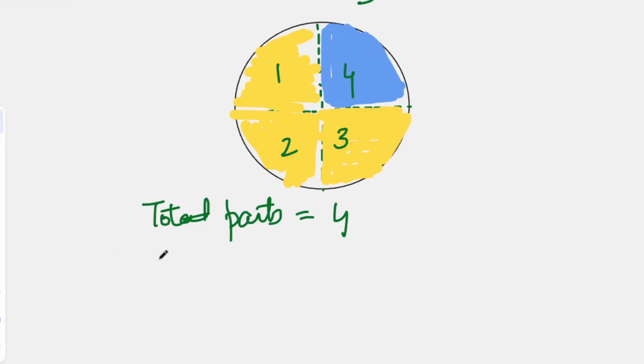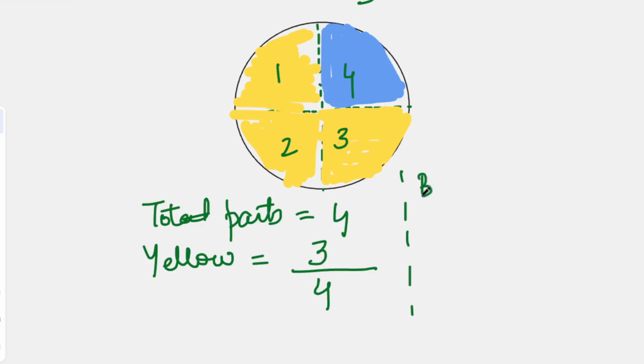Alright. So first, what do we need to know? Total parts. How many total parts are here? 4, right? 1, 2, 3 and 4. Total parts are 4. Now, how many parts are there in yellow? 1, 2, 3, right? So the numerator will be 3, and in the denominator we will have the total parts. So 3 upon 4.